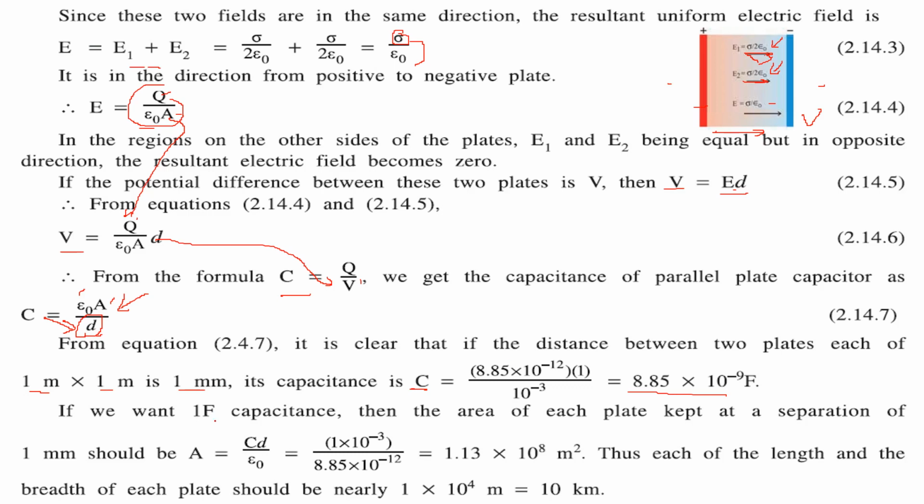So if we want 1 farad capacitance, then what should the area of each plate be, kept at a separation of say 1 mm? We need to find out the area now. So this will be C into D by epsilon naught. Just put it in, and the length and the breadth of each plate should be nearly 10 kilometer.